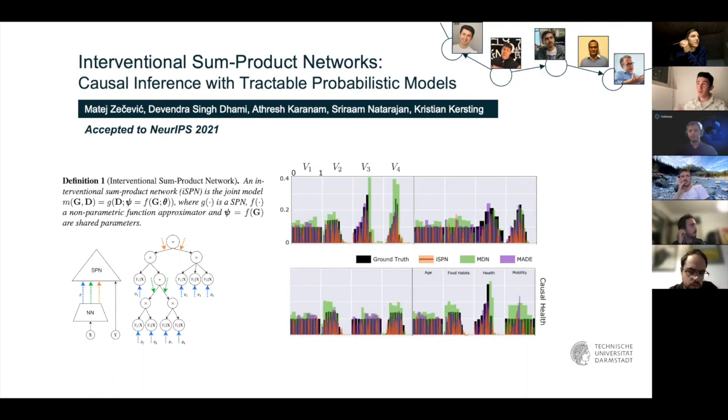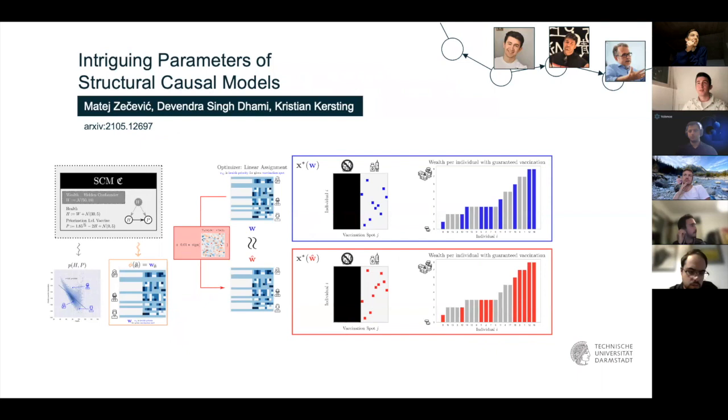Like if I ask you now the question, what will be the weather today? You don't want to wait 2 days to get an answer, right? And so this is what we looked at, and also again, from a causal lens. Then here, this is called intriguing parameters of SCMs, and by this, maybe also intriguing parameters of GNNs, right?